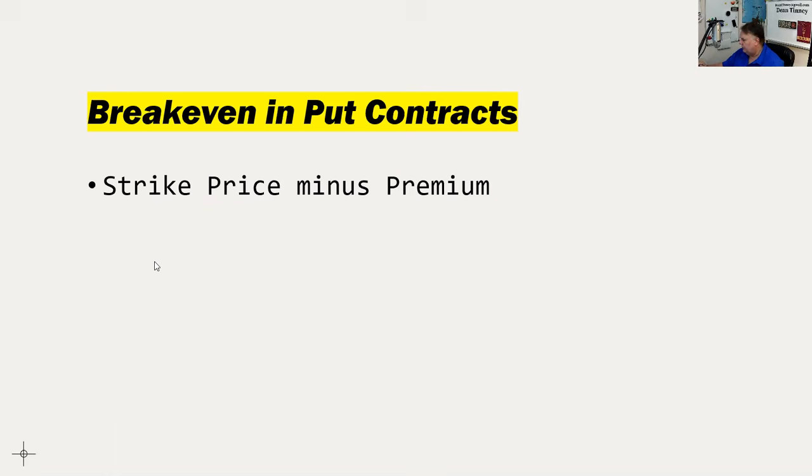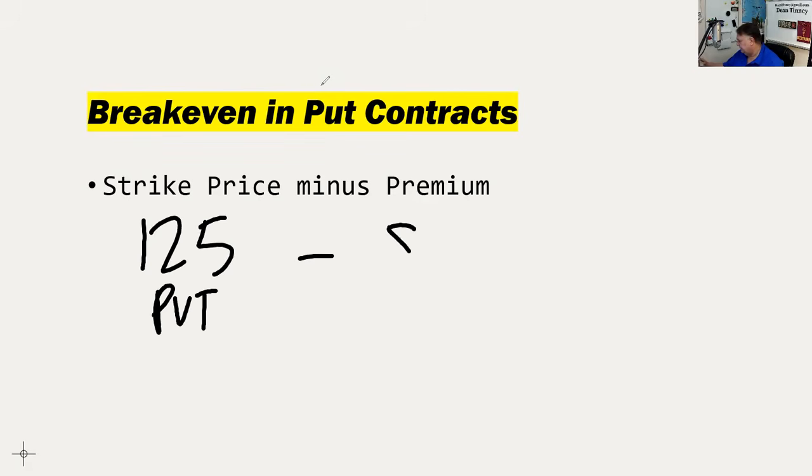We said that Apple is 125. We looked at a call contract. So let's look at a put contract. So there's our put contract. That's the strike price. And let's again say the premium is 8. What is the break even? So we take 125 minus 8, and we find out the break even is 117.